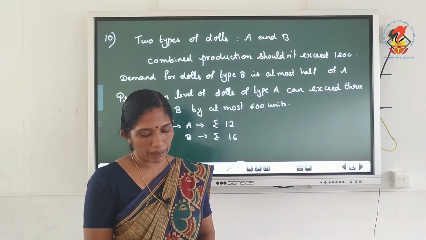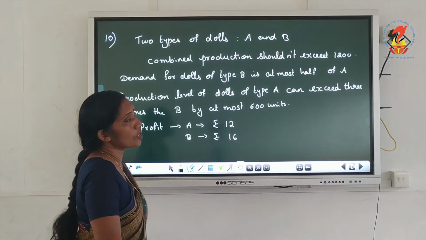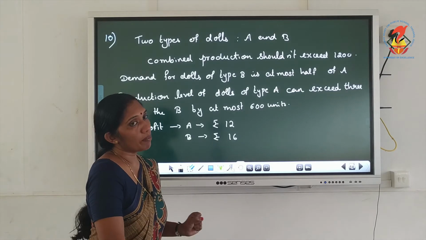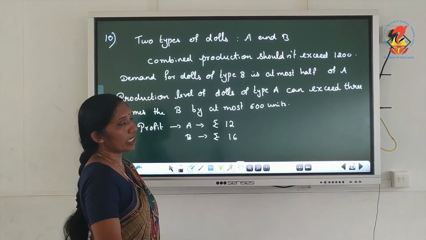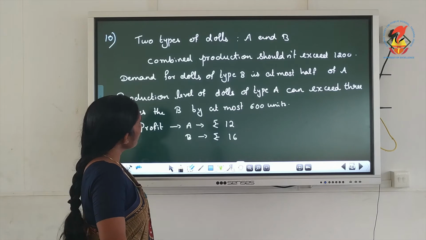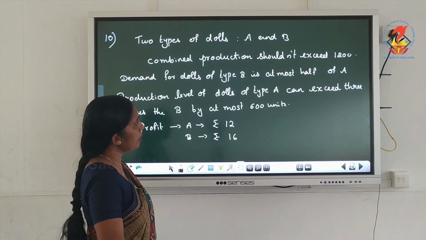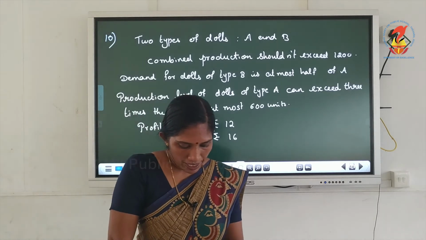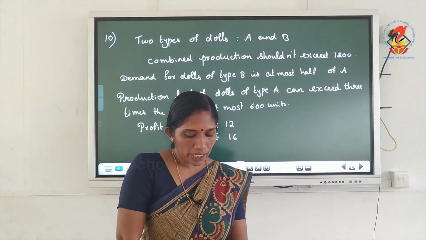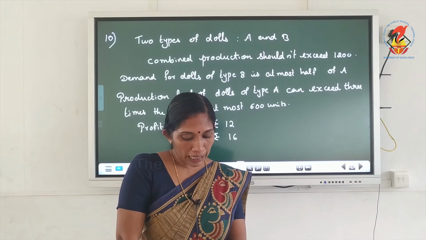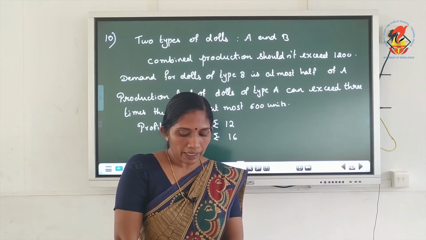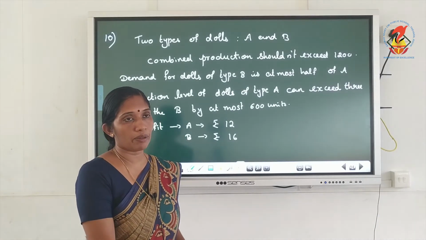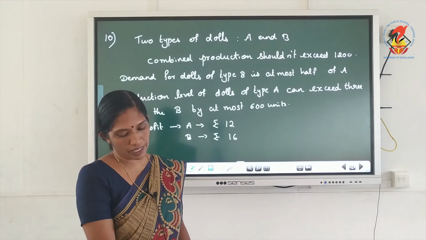So, a company manufactures two types of dolls, type A and type B, and the combined production should not exceed 1,200. Also, the demand for dolls of type B is at most half of type A. Then what else is given? Further, the production level of dolls of type A can exceed 3 times the production of dolls of the other type by at most 600 units.